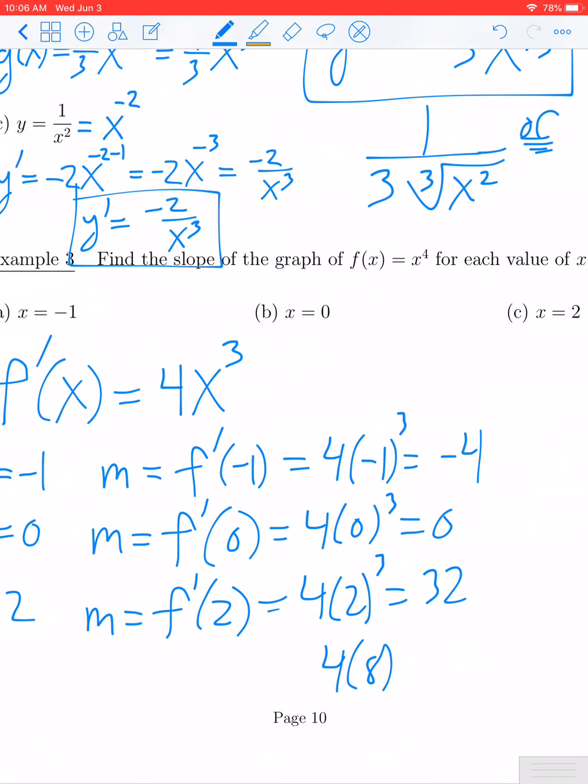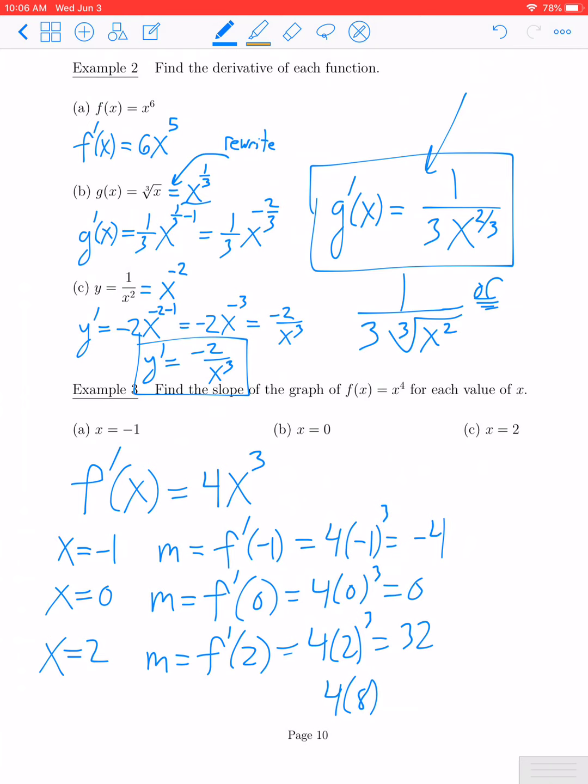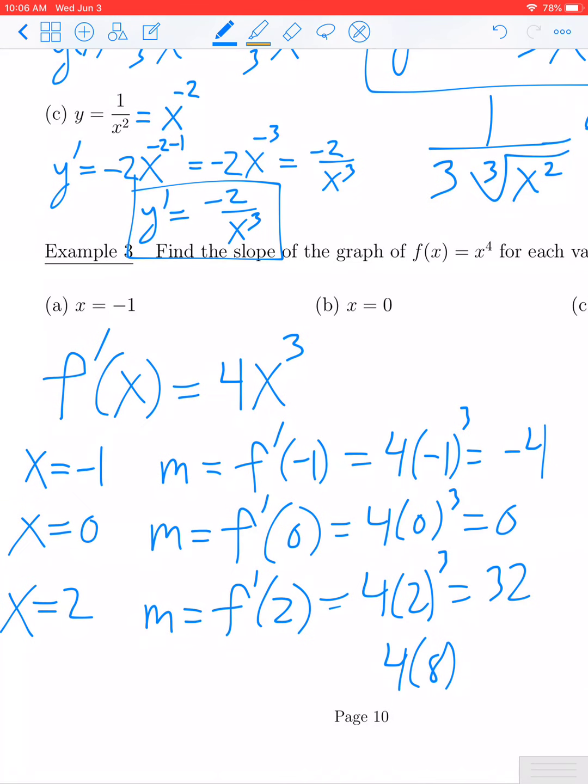So once again, if you hear the buzzword, if they say what is the slope of the tangent line, or what is the slope of the curve, that's simply going to be the derivative evaluated at the point. And for us right now, we're finding derivatives by using our brand new power rule.